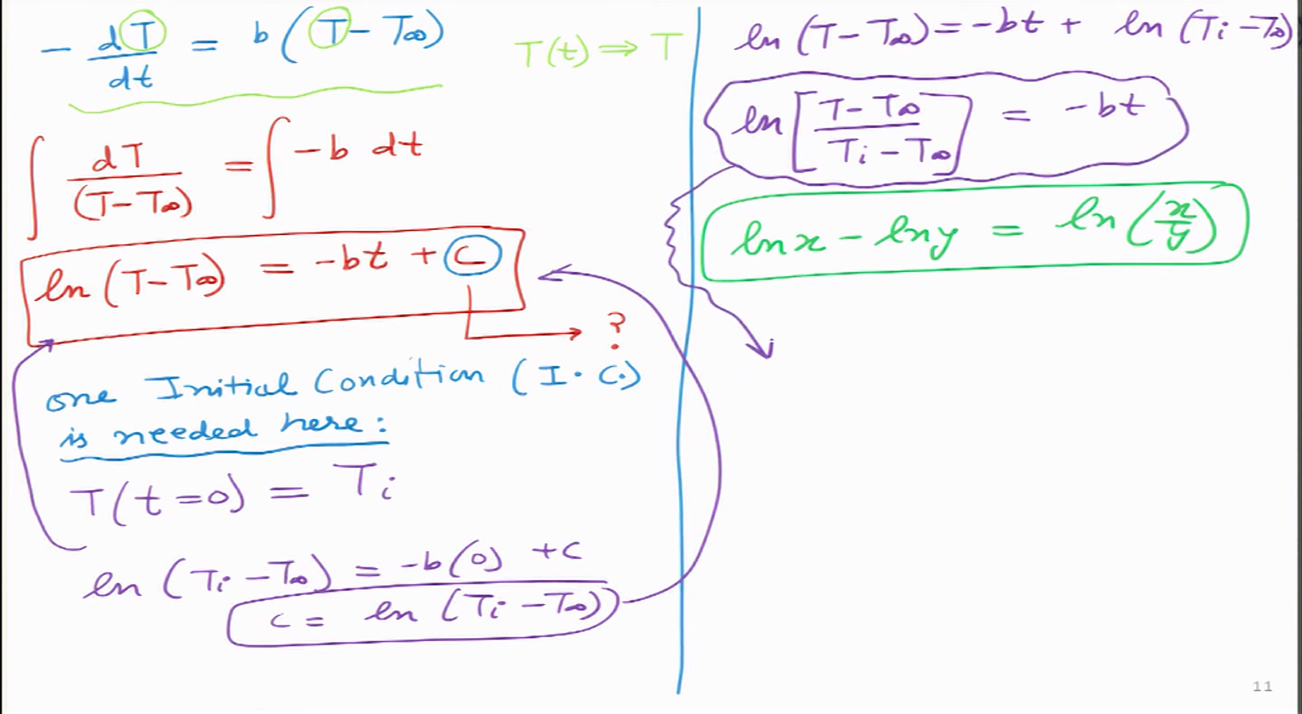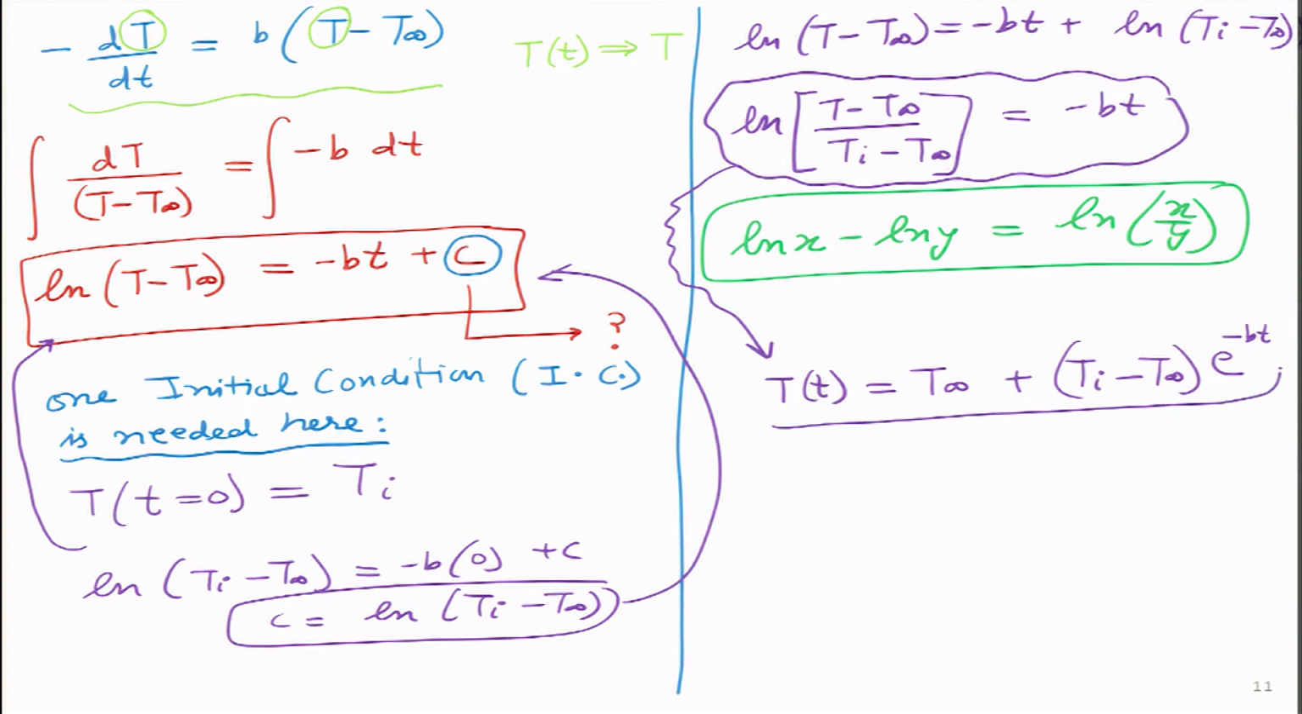There is another way. I can simply write temperature as a function of time. So I will take the exponential on the right hand side. It will turn out to be T infinity plus (Ti minus T infinity) multiplied by the exponential of minus Bt. From a temperature point of view, this perhaps sounds like a better solution, but both are equivalent equations.